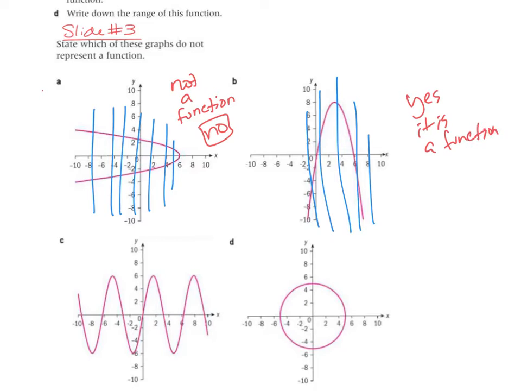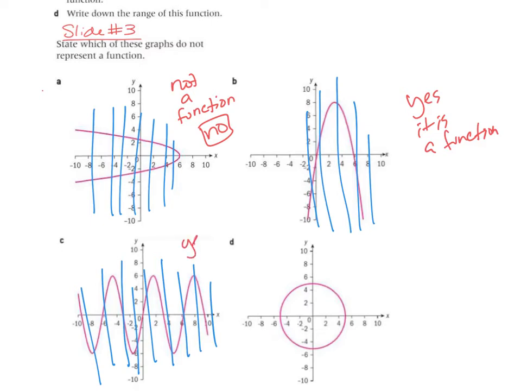Okay, same thing with letter C. It would also pass a vertical line. Oops, that's not a very straight line, but these aren't very vertical either. But you would never have an X value paired with more than one Y value. Now, this is a function. Both B and C are going to have a lot of Y values that repeat, but if you were to list all the ordered pairs, you would never have an X value repeat. So we'll say yes, this is a function.